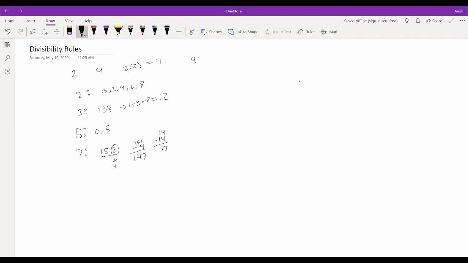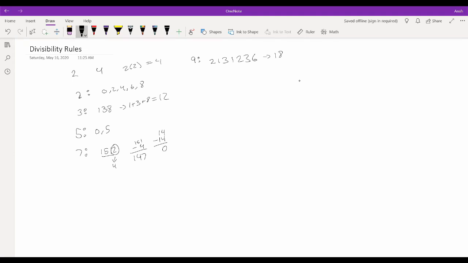The next one would be 9, which is basically the same rule as 3. The sum of the digits has to be divisible by 9. So we take some arbitrary random number, like let's say 1236. Actually, dividing this would take a bit too much time, so we can simply add up the digits to get 3, 6, 9, and then another 9 to get 18. And 18 is clearly divisible by 9, so this number is also divisible by 9.